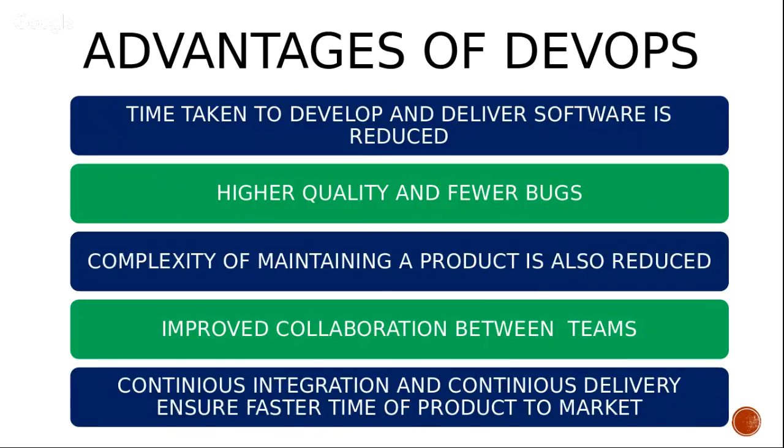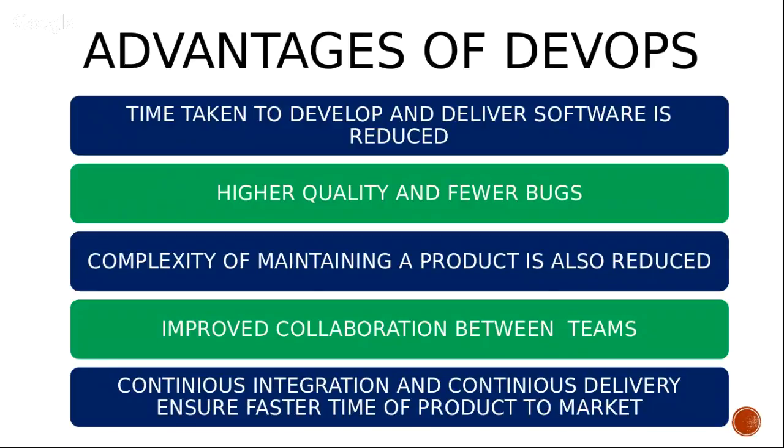The next one is that the complexity of maintaining a product is also reduced. You're automating every process. Each of these tools you can have on one server. You can have most of these tools in-house too. Jenkins you can have in-house, Docker you can have in-house on your system. So it's easier for you to do all this process compared to the agile model where you have to move from one server to another server, from one person to another person.